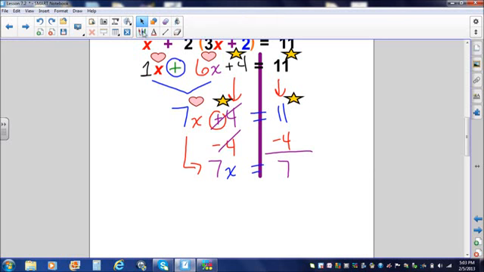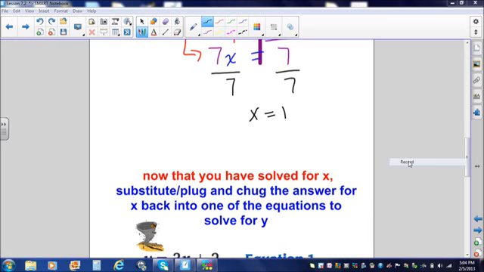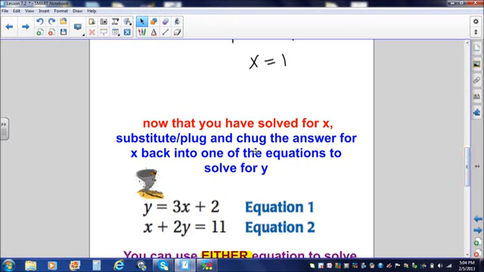I now have 7x equals 7. Divide both sides of my equation by 7. I get x equals 1. Wow! Now that I've solved for x, I'm going to go back and solve for y.